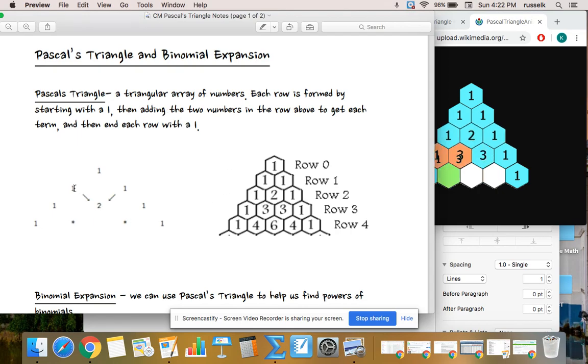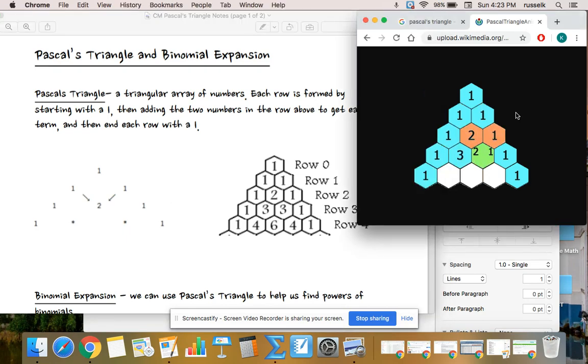So as you can see here, we start with a 1, end with a 1. In the next row, we start with a 1, we add those two ones together to get 2, and then we end with a 1. So you can kind of see from this animation over here. We start with our shell of 1s, and then we add the 1 and 1 together to get 2, add the 2 and 1 together to get 3, and just keep following that pattern.